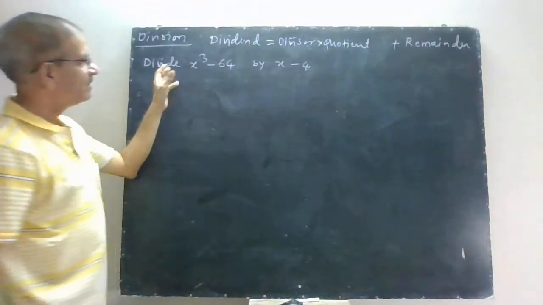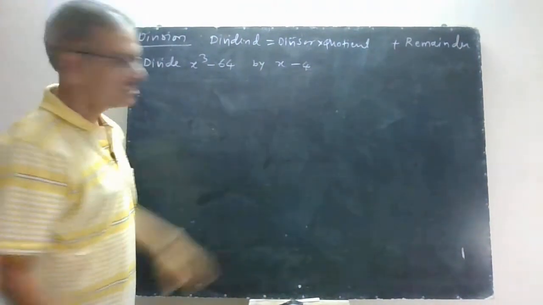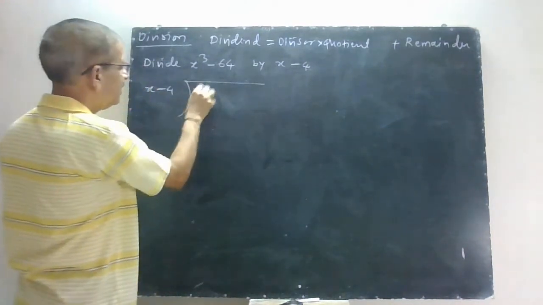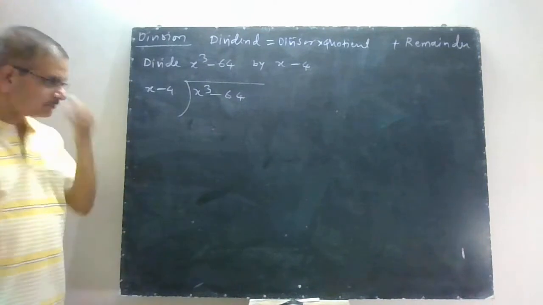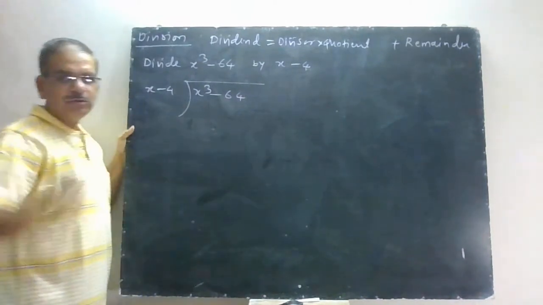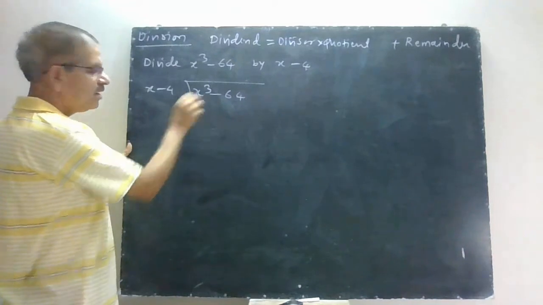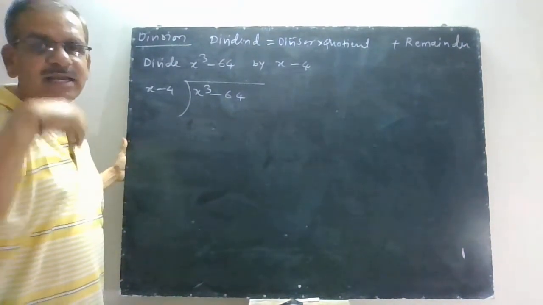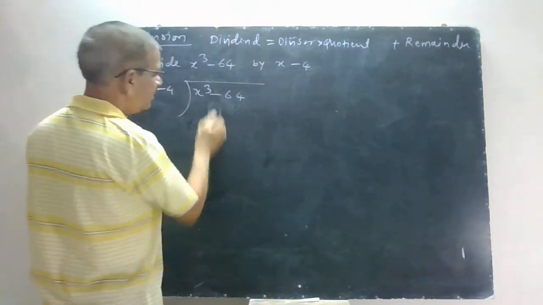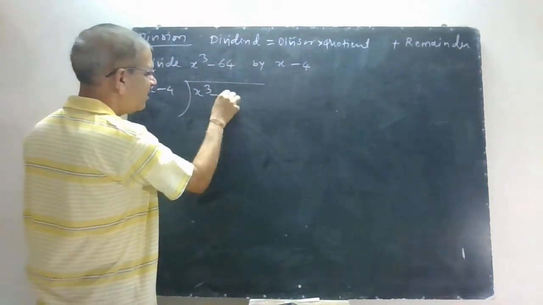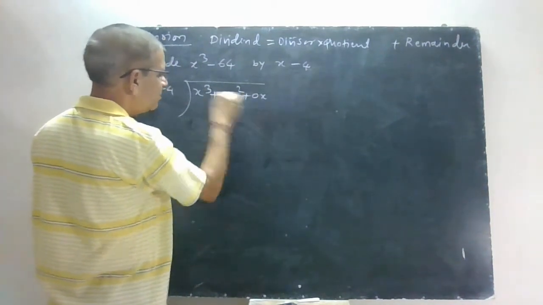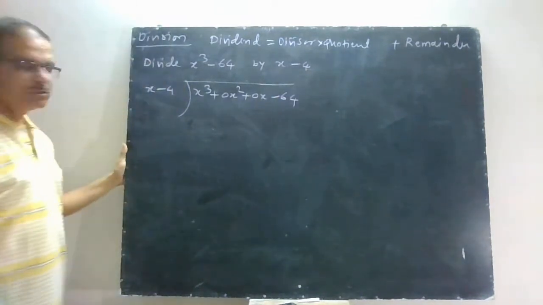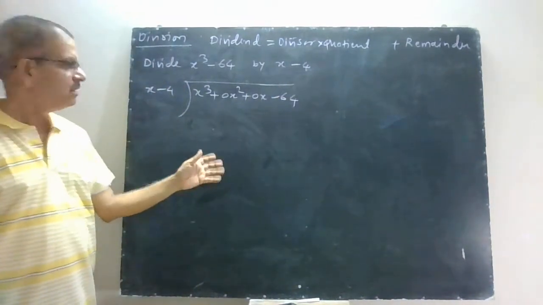Now here we have taken one example. Divide x cube minus 64 by x minus 4. So it is normal division, x minus 4 divided into x cube minus 64. While dividing, remember one thing: when you write the polynomial, try to write it in the standard form, or more correctly in the index form. So you can write this polynomial as x cube plus 0x square plus 0x minus 64, so that you can do the operations very easily.